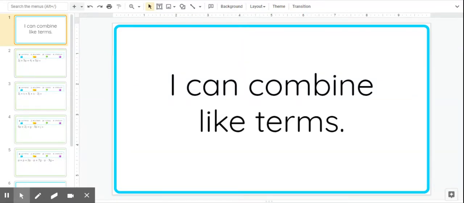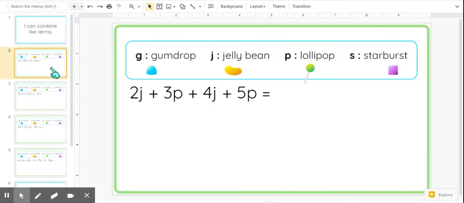I could combine like terms. Terms are things that you add or subtract. They can be numbers, variables, or variable expressions. Today, we're mostly going to be working with variable expressions. Each variable is going to represent a type of candy.